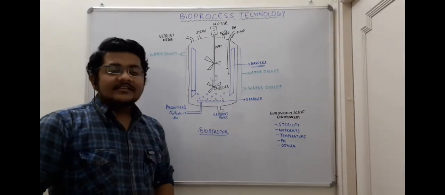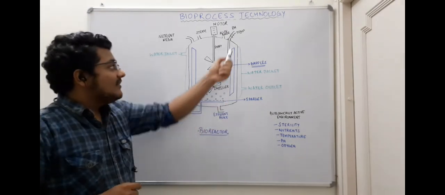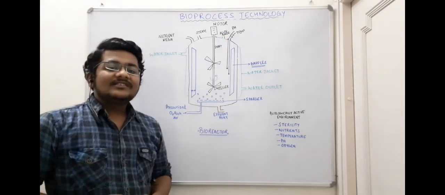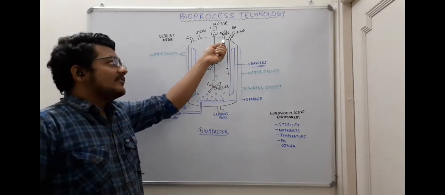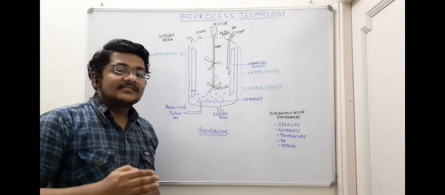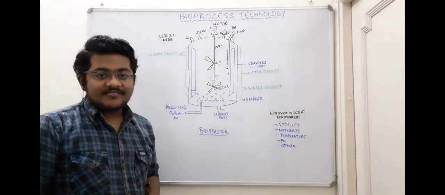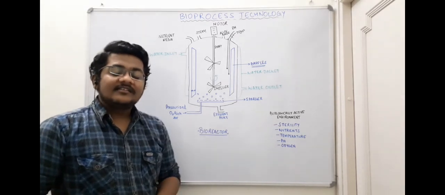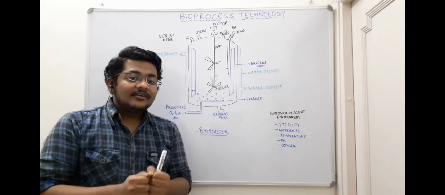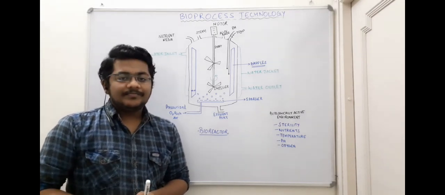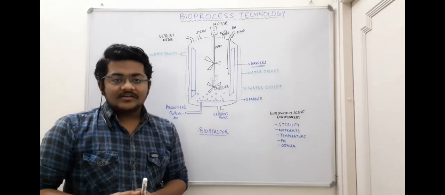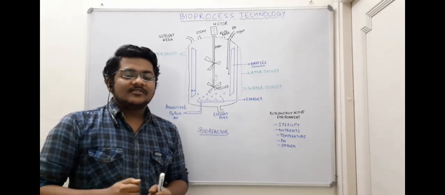And the next thing is pH. We have a pH sensor here, and once we sense that the pH is rising, we are going to add an equivalent amount of acid here, and if we sense the pH is decreasing, we are going to add an equivalent amount of base so that the pH is maintained optimum. Because enzymes are also dependent on pH, we need to maintain optimum pH. Otherwise the enzymes won't work, and the microorganisms won't survive.